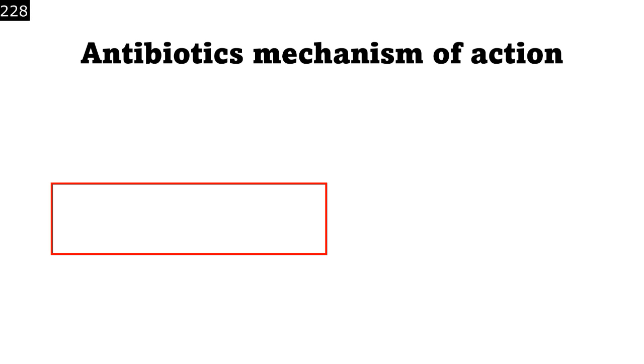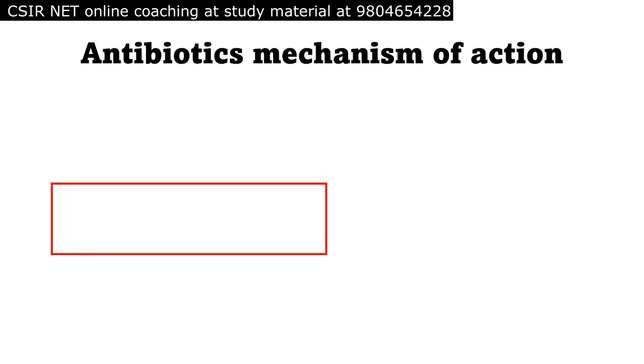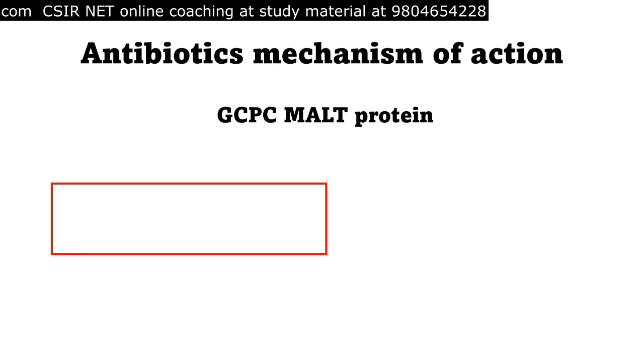So if you struggle to remember the antibiotic mechanism of action, which antibiotic works where, which is a 30S subunit inhibitor, which is a 50S inhibitor, basically which is a protein synthesis inhibitor, which is a cell wall biosynthesis inhibitor, which is a DNA synthesis inhibitor, and the metabolic purine biosynthesis inhibitor. If you want to know about all this and you need to recall that, then this video is just for you, because here I am going to share a simple mnemonic that will help you to remember the antibiotic mechanism of action. So the mnemonic here is GCPC malt protein.